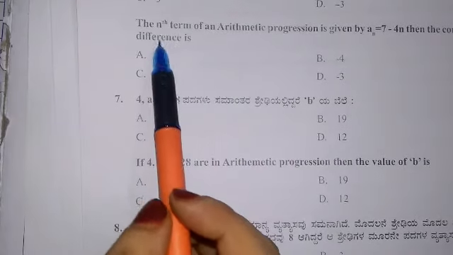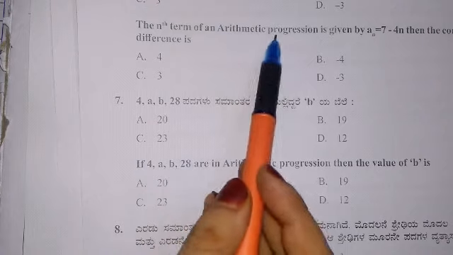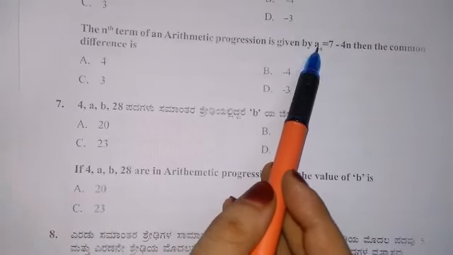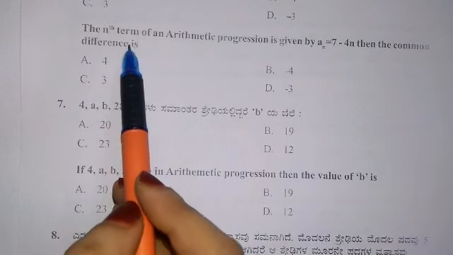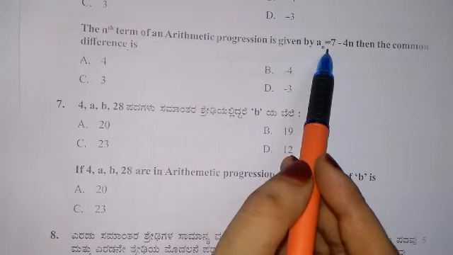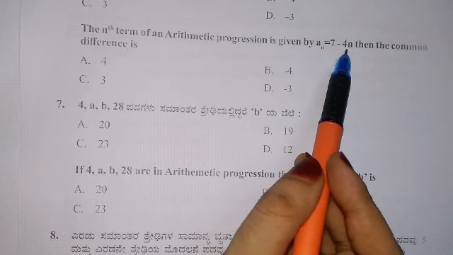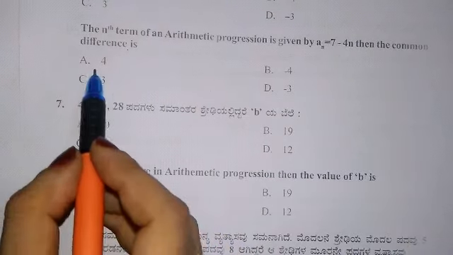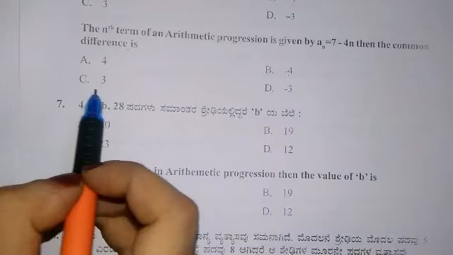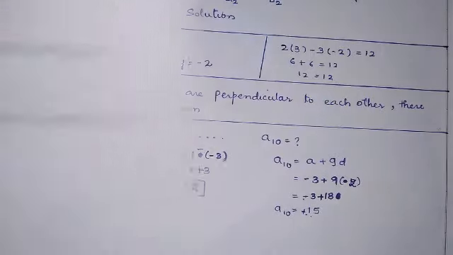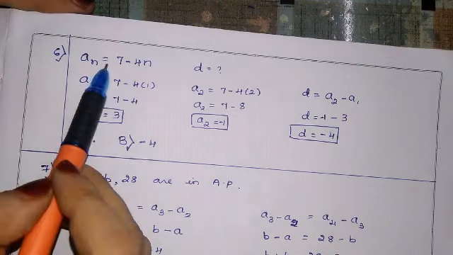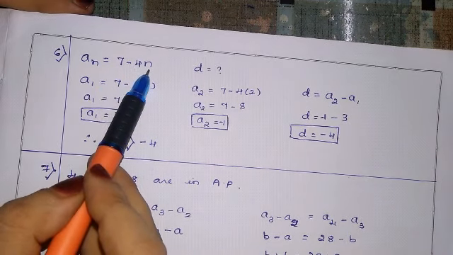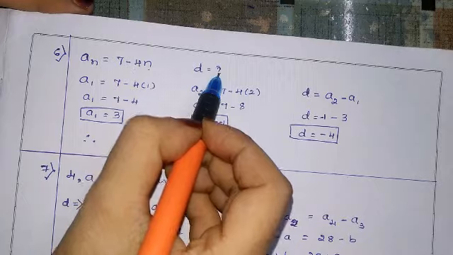Okay. So the next question: the nth term of an AP is given by AN equals 7 minus 4N. Then the common difference is: A 4, B minus 4, C 3 and D minus 3. Let us see what is given here. Okay, here AN is equals to 7 minus 4N they have given. We have to find the common difference.